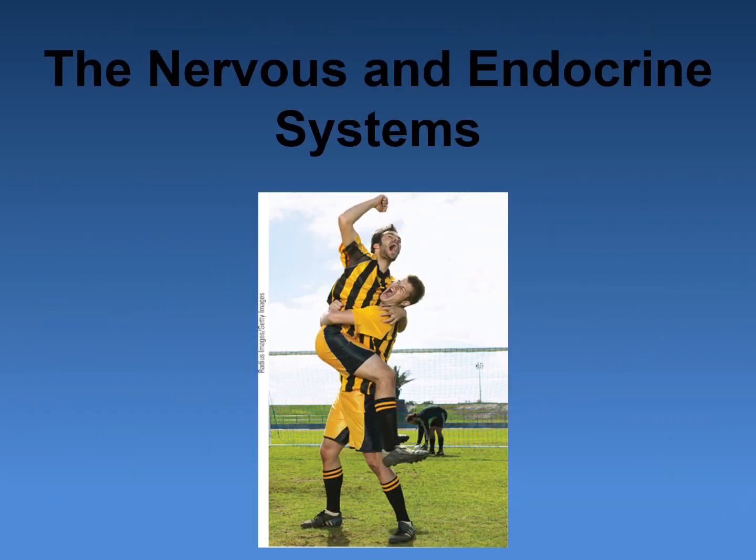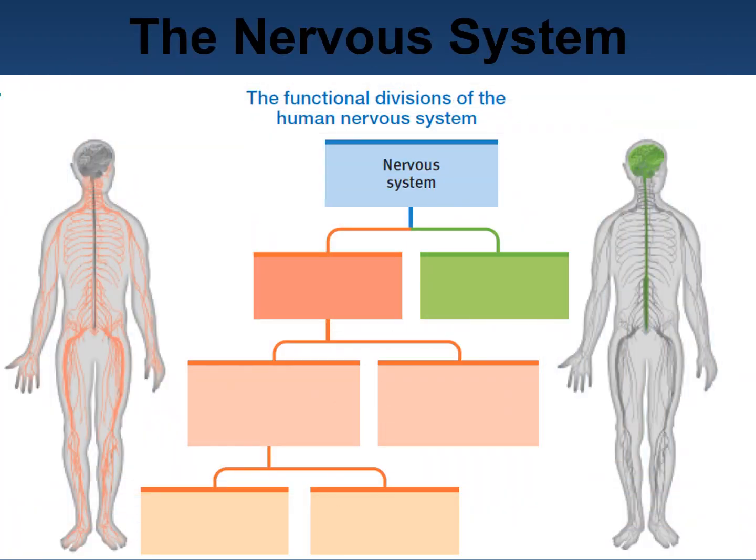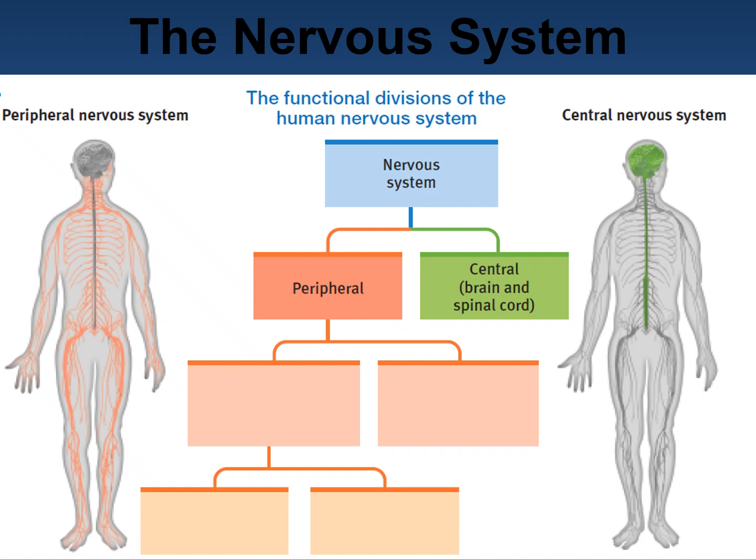Now let's look at the nervous system as a whole. Two parts to the nervous system. The peripheral nervous system, or PNS, is responsible for gathering information, transmitting it to the rest of the body. The central nervous system, or CNS, includes the spinal cord and brain.